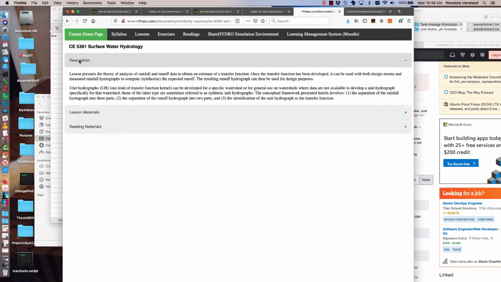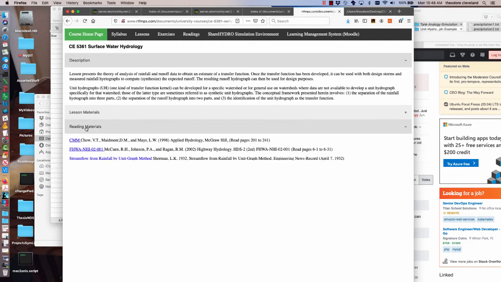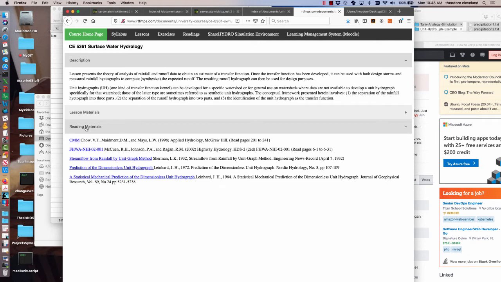The conceptual framework is typically separation of rainfall into excess and non-excess components, so that's application of a loss model, and then separation of runoff into two parts, direct runoff and base flow, and identification of the unit hydrograph as the transfer function. Without much further ado, we'll take a look at the available reading materials.